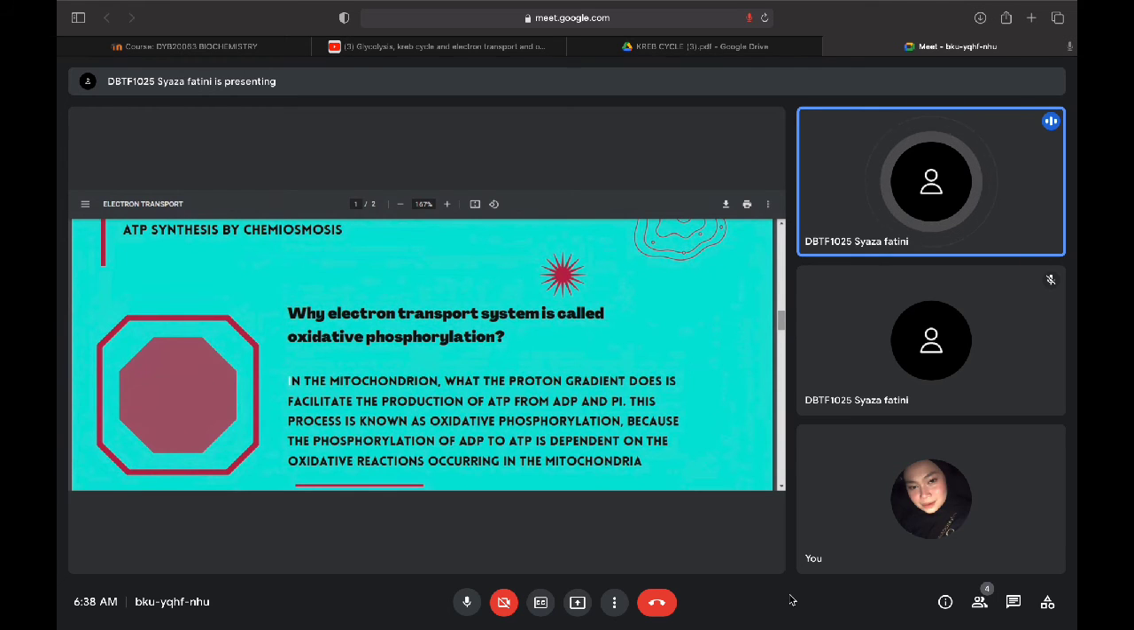Why is the electron transport system called oxidative phosphorylation? In the mitochondrion, what the proton gradient does is facilitate the production of ATP from ADP and Pi. This process is known as oxidative phosphorylation because the phosphorylation of ADP to ATP is dependent on the oxidative reaction occurring in the mitochondria.